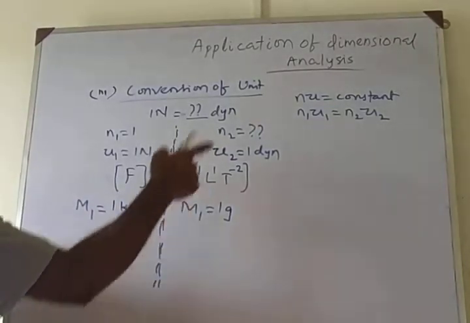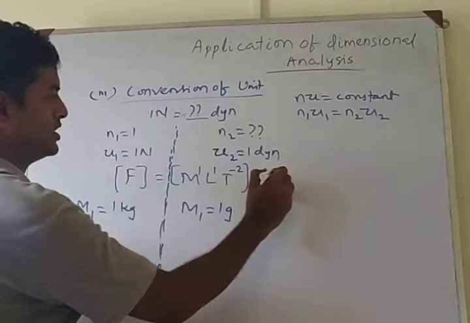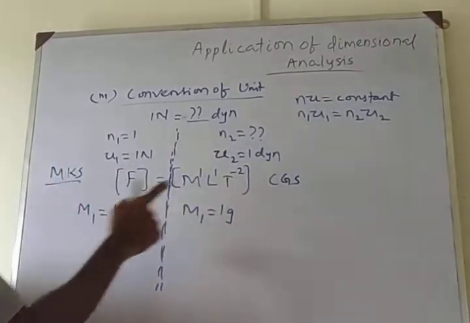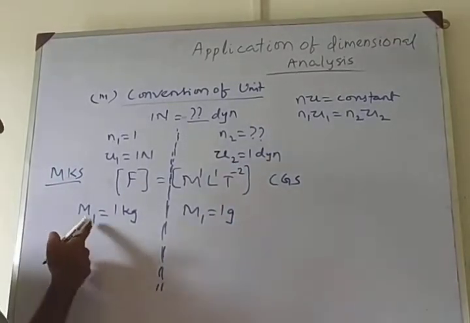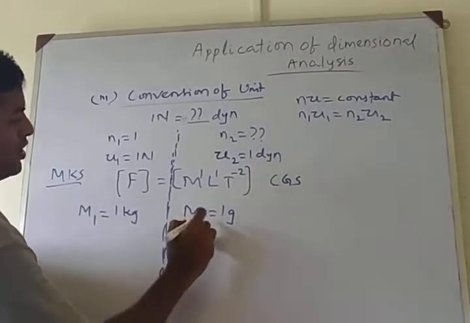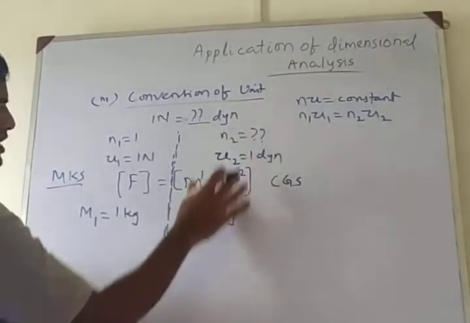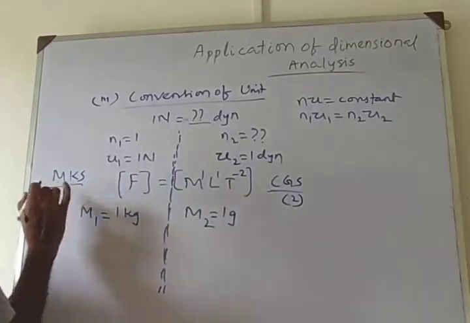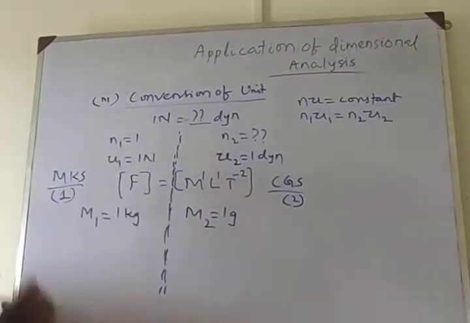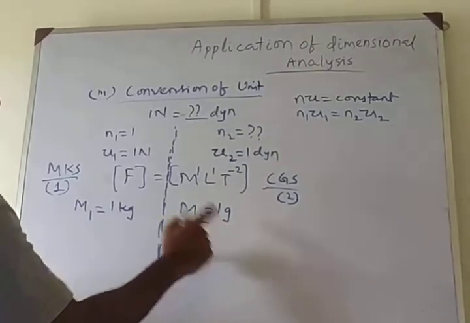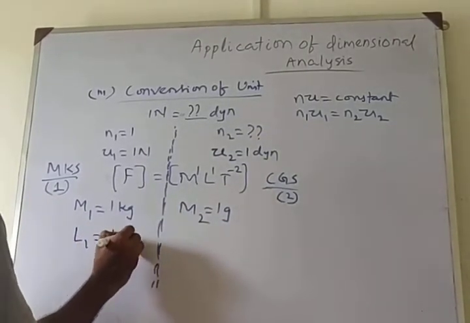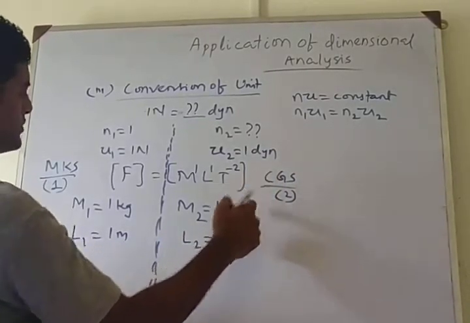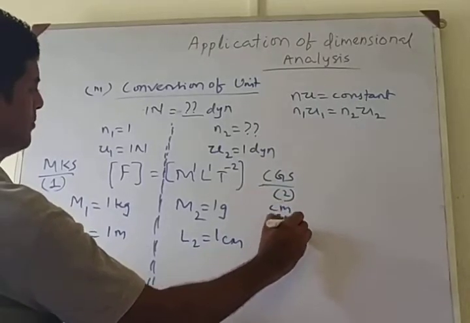Because in CGS system, dyne is the CGS system unit of force. CGS, centimeter, gram, second. Now this is MKS. So my first unit is MKS, second unit is CGS. So here I have taken M1 as 1 kg. So here the system is 2. So basically I am considering this right hand side as system 2 or CGS system, system 2. Left side is MKS system or system 1. So M1 is 1 kg, here M2 will be 1 gram. Now here L1 is 1 meter because length is meter. Here L2 will be 1 centimeter because centimeter, gram, second. The system is centimeter, gram, second.